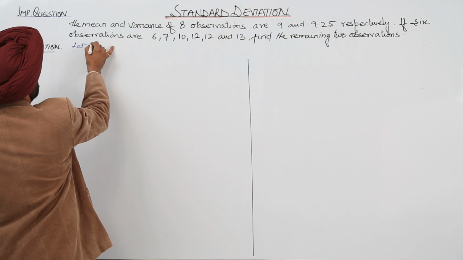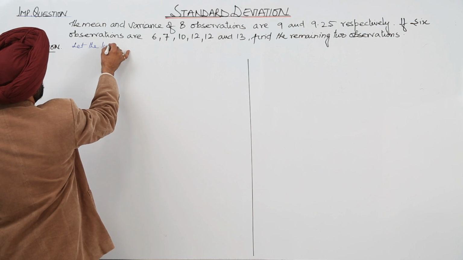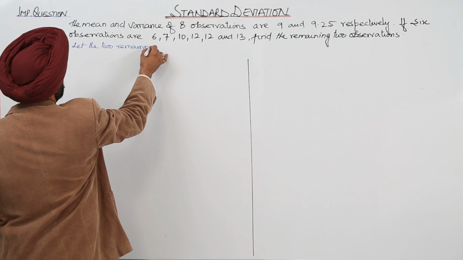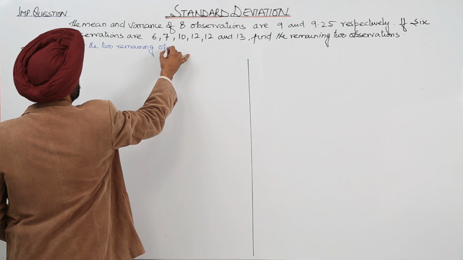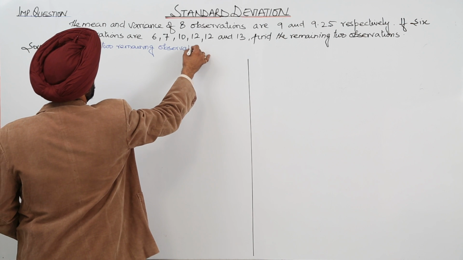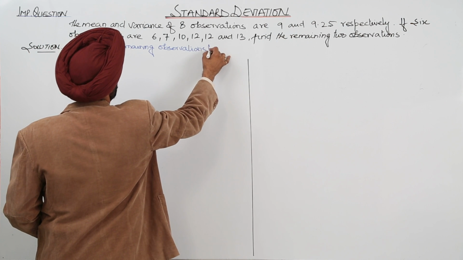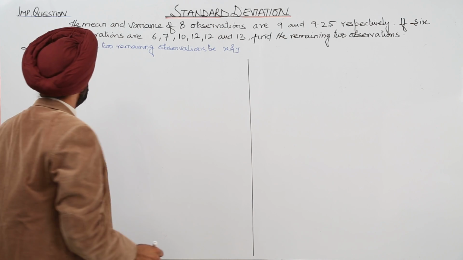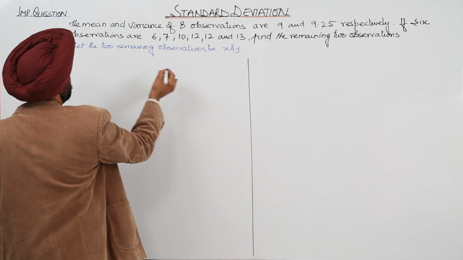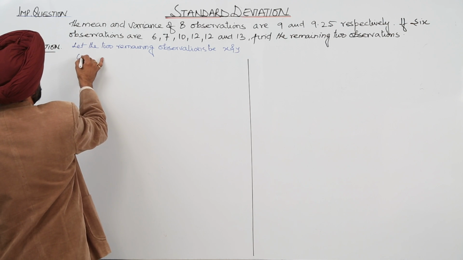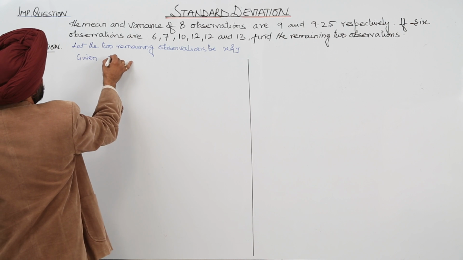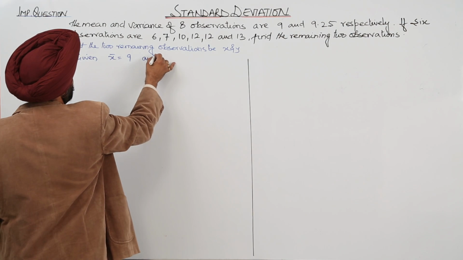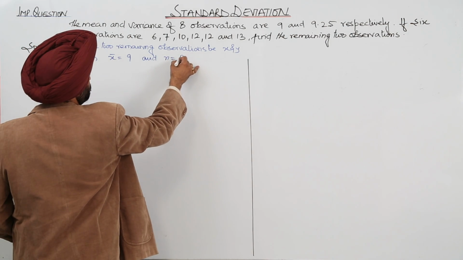Let the 2 remaining observations be X and Y. First thing. Now mean is given 9. Given mean is equal to 9 and n is equal to 8.